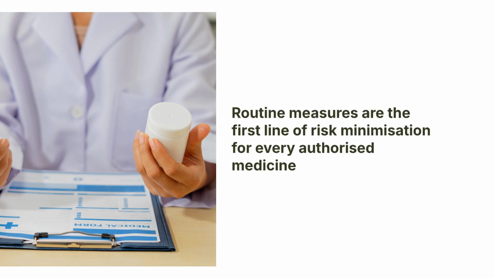Routine measures apply to every authorized medicine and are the first line of risk minimization. The 5 routine tools are the summary of product characteristics, the package leaflet, the labeling on the packaging, the pack size, and the legal status. The summary of product characteristics is the foundation because it contains contraindications, warnings, precautions, dose adjustments, and required monitoring. Additional measures are justified only when routine measures cannot reduce risk to an acceptable level.